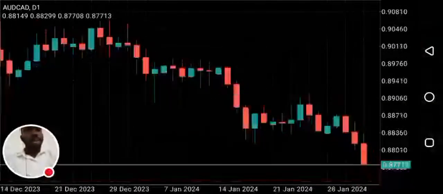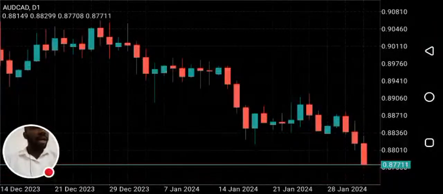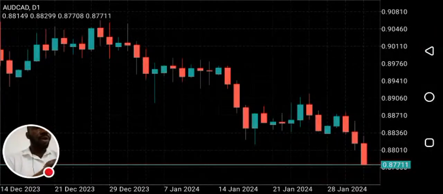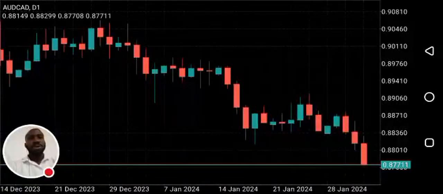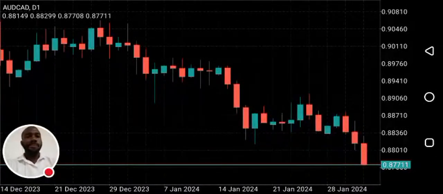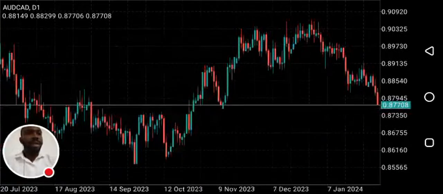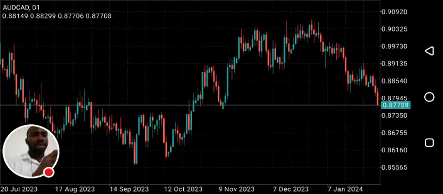At the moment, Australian card is bearish. You cannot buy at the moment. It is bearish, okay?